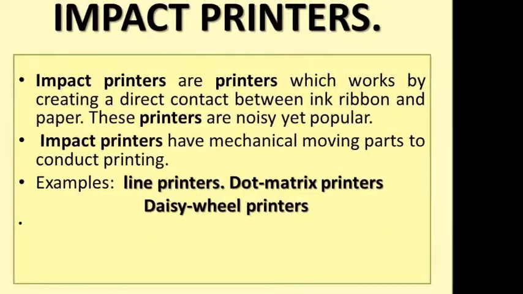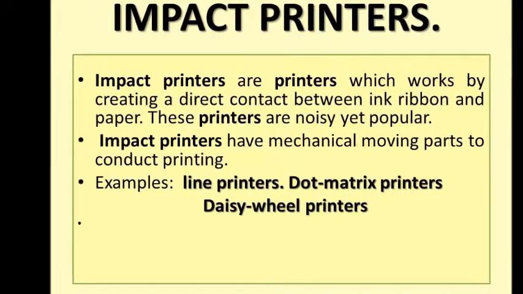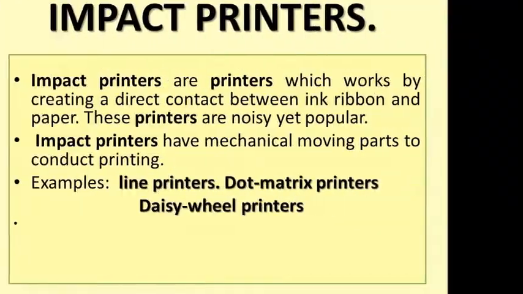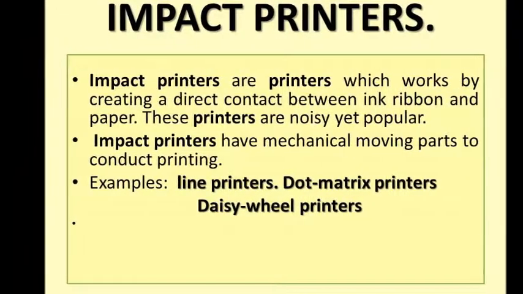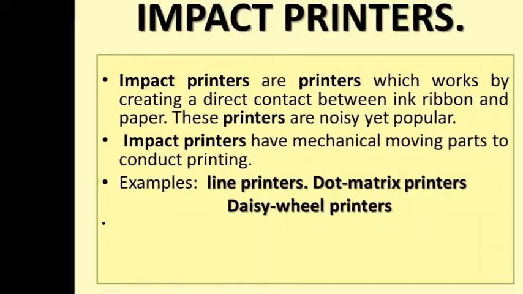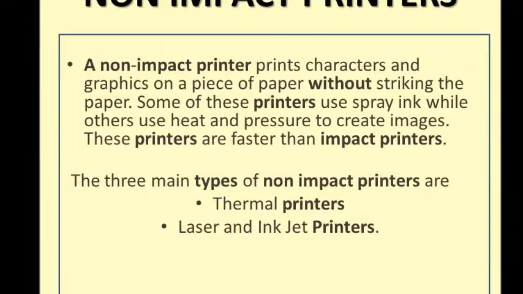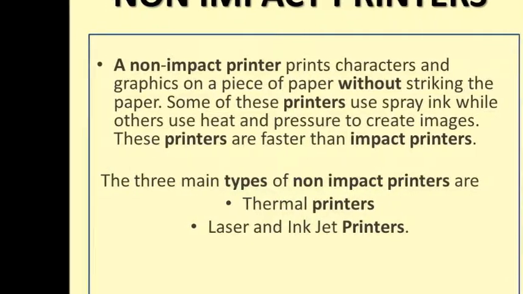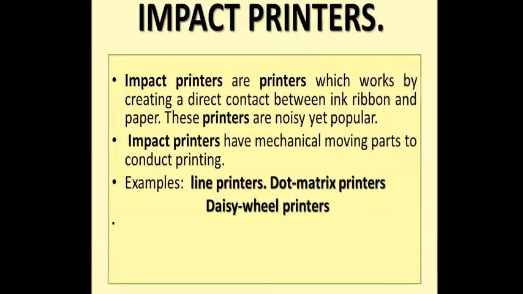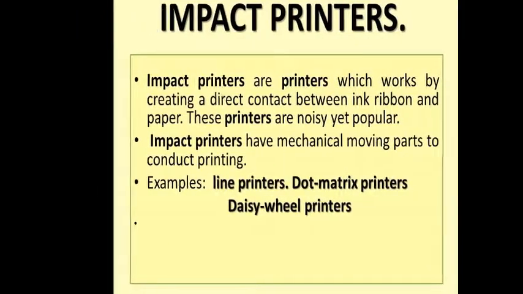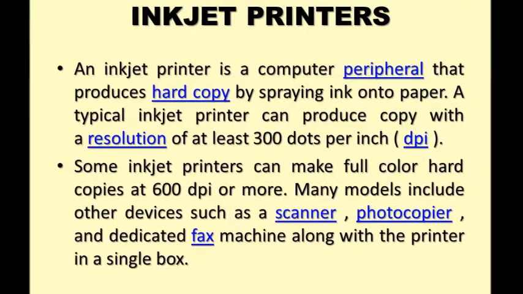Moving further, the impact printer works on the principle of the typewriter. As the typewriter works, in the same way an impact printer prints the document, whereas a non-impact printer produces a printed image without striking the paper. Impact printers are the printers which work by creating direct contact between the ink ribbon and paper. These printers are noisy yet popular. Impact printers have mechanical moving parts to conduct printing.